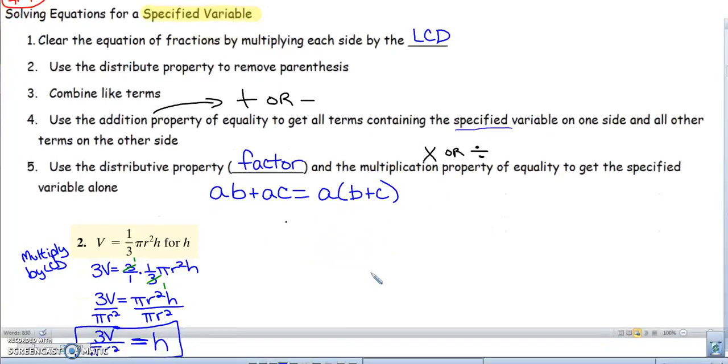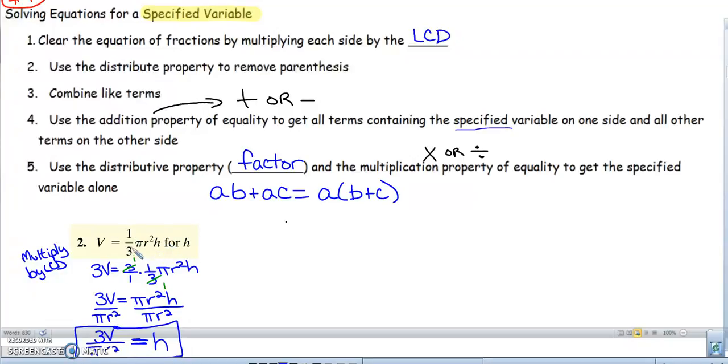Let's take a look at this example, problem number 2 from your textbook. This is the volume formula. V equals 1/3 pi R squared times H. They're asking us to solve for H. So that means we want to get the H by itself on this side.